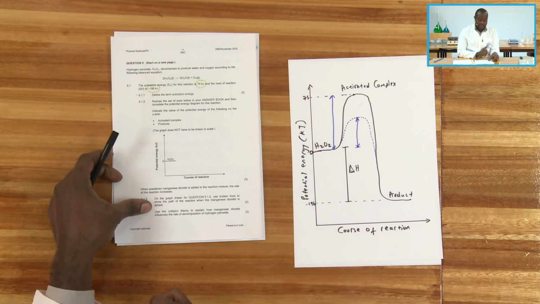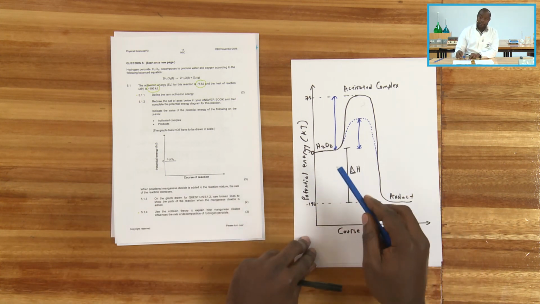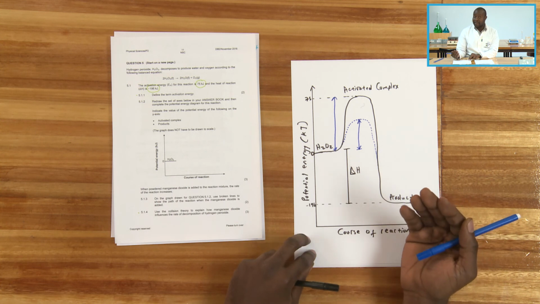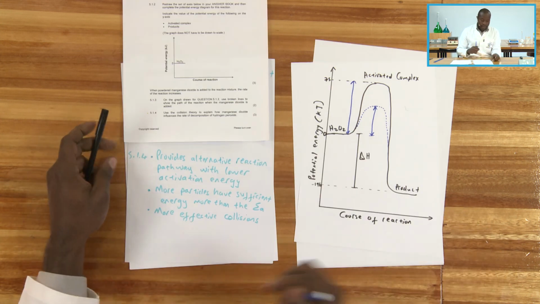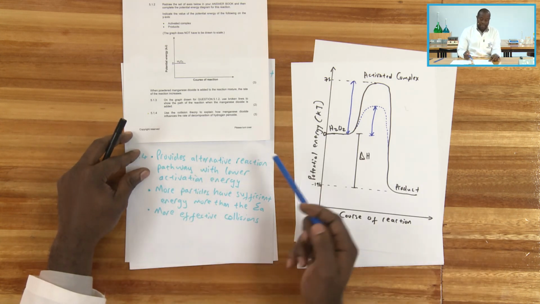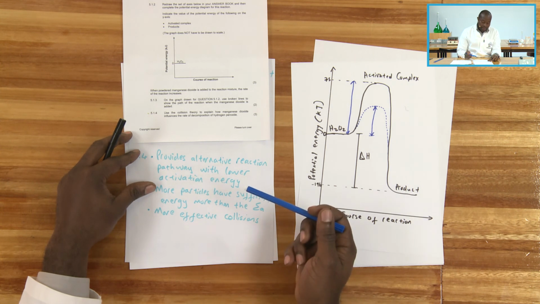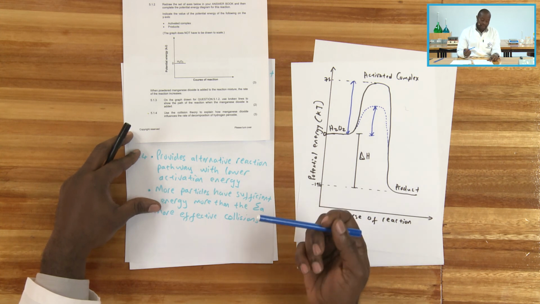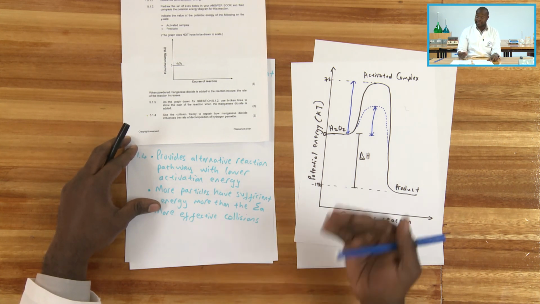Then it says use the collision theory to explain how magnesium dioxide influences the rate of decomposition of hydrogen peroxide. So we said that a catalyst provides an alternative route that has a lower activation energy, meaning that more reactant particles will have sufficient energy to be able to react effectively. So firstly, a catalyst provides an alternative reaction pathway with lower activation energy, and more particles will now have sufficient energy, more than the activation energy. And as a result, you are going to have more effective collisions, and because of that, the rate of the reaction is going to be increased.